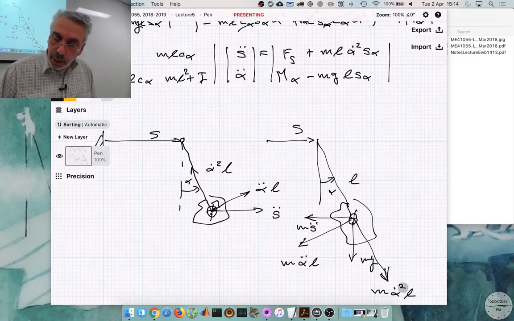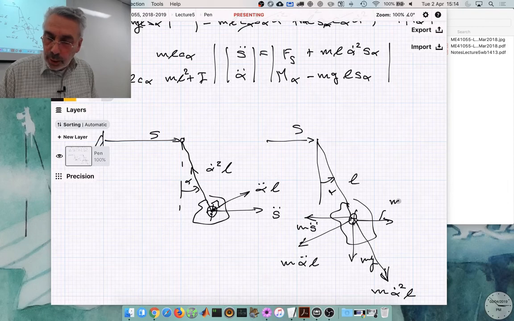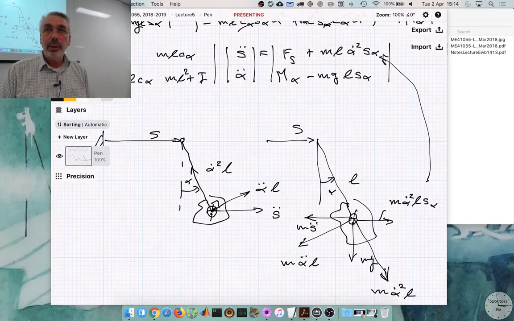We have here this M alpha dot squared L, but not the whole force. We need the projection of that. And what is this projection? That's exactly this M alpha dot squared L sine alpha. So that's exactly this term, of course, in the linear motion here.